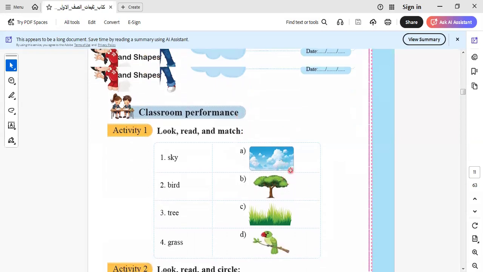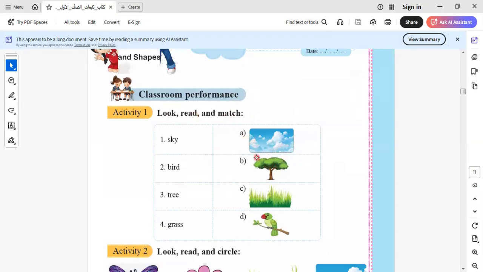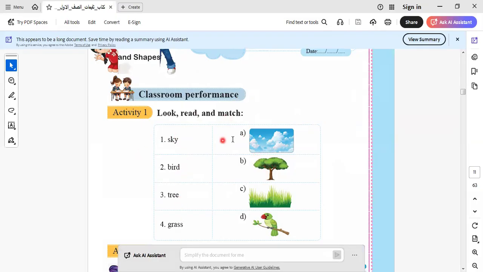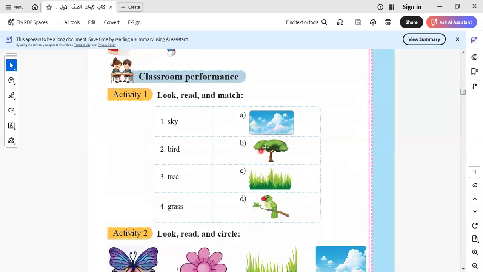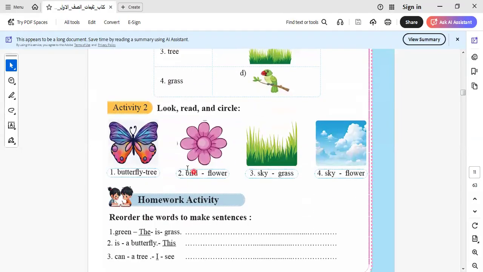Let's do this exercise together. Look, read, and match. This is the kind of question that will be in your exam. Here we have sky, bird, tree, and grass. Which one is sky here? This one is sky. Bird, this one is bird. Tree, this one. I'm listening to you saying, this is a tree. Grass, this one. Let's go to answer the question below.